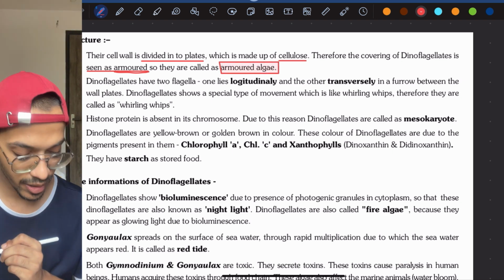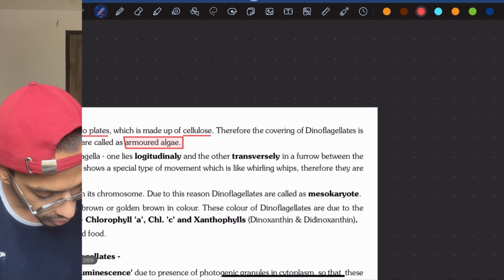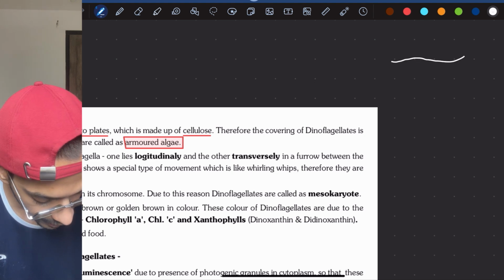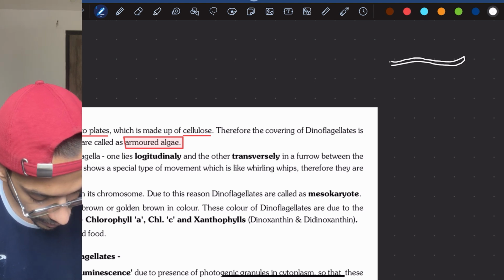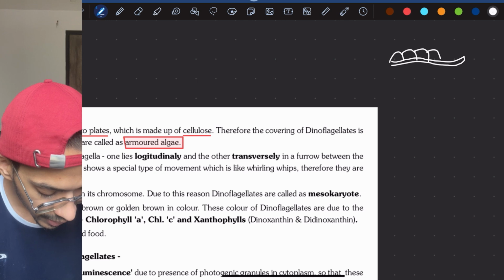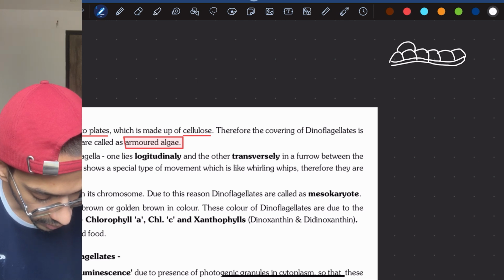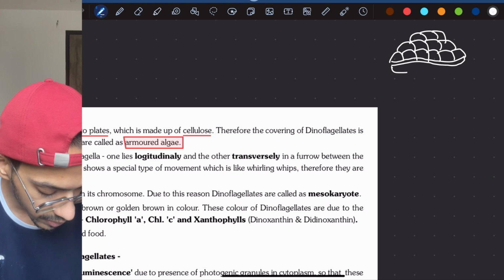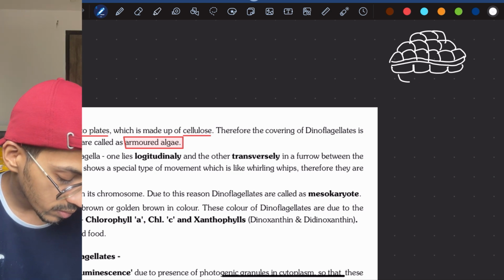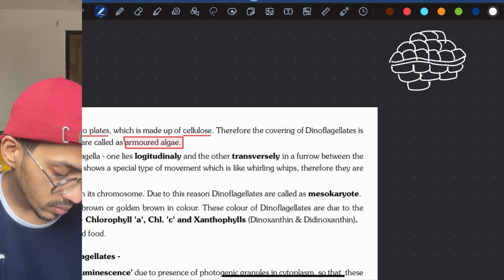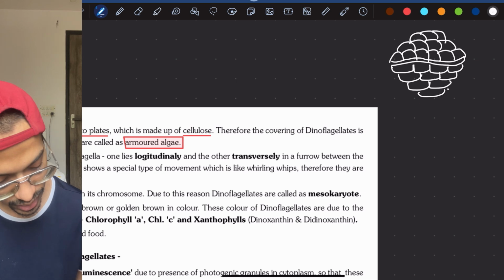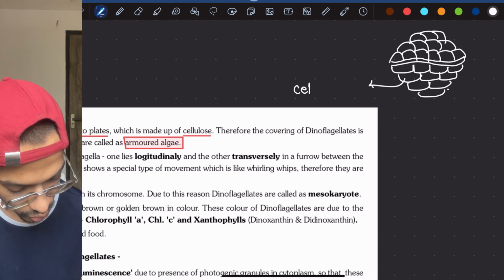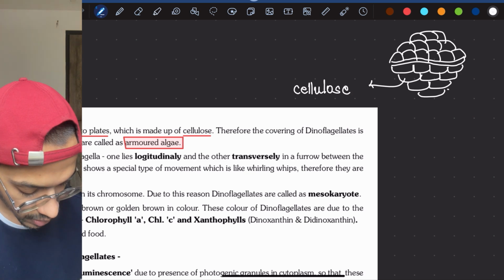Okay, this becomes important. So how it looks, if I have to make it with a diagram, it appears something like this. I'm making, wait, like this. So these things which I'm making just now, this is giving an armored kind of appearance. Okay, and this is what? Made up of cellulose. Cellulose appeared armored.